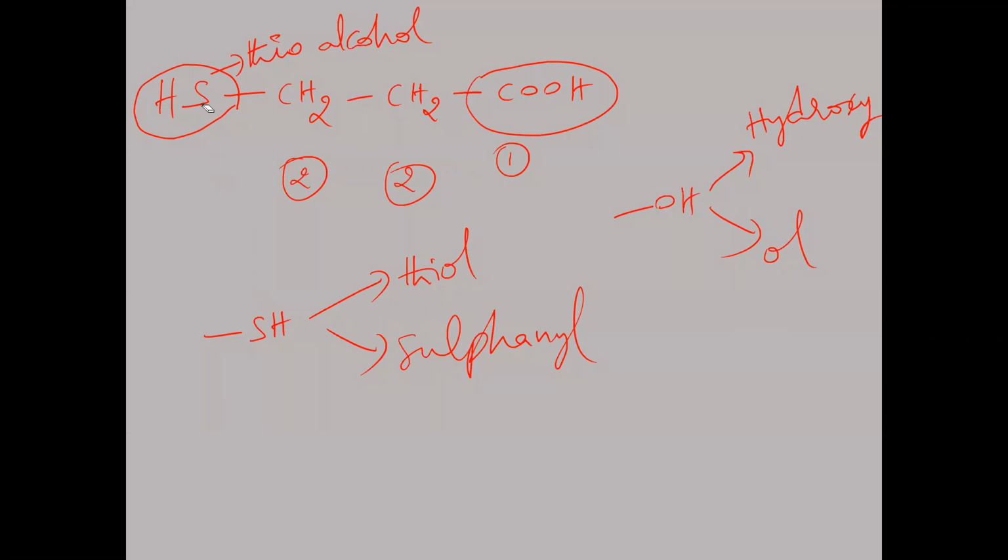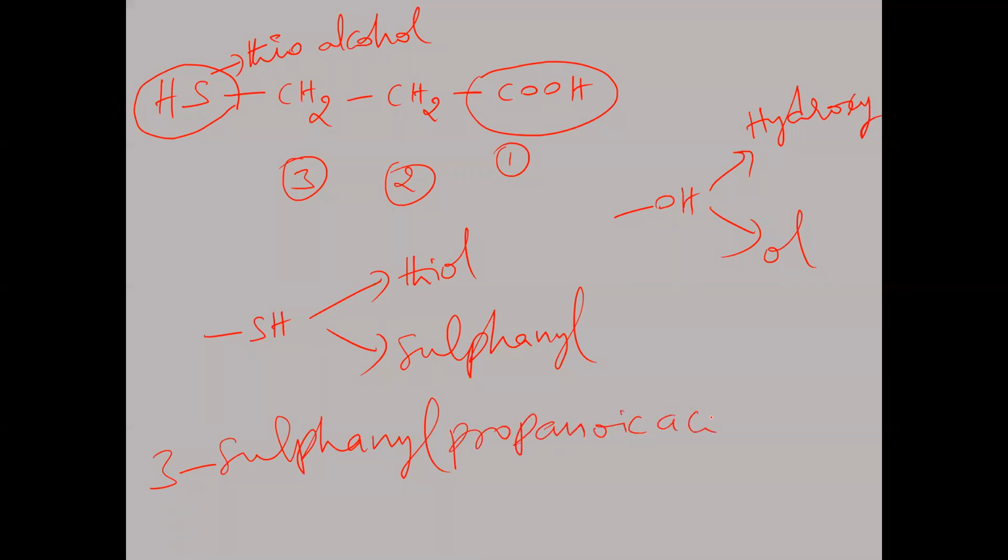Where is this group located? On the third carbon. On the third carbon, this SH is there. So 3-sulfanyl. And how many carbons in the parent chain? Three carbons in the parent chain. So propanoic acid. Tell me the name. IUPAC name of this? 3-sulfanyl propanoic acid.